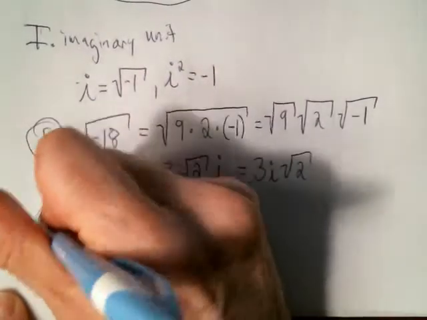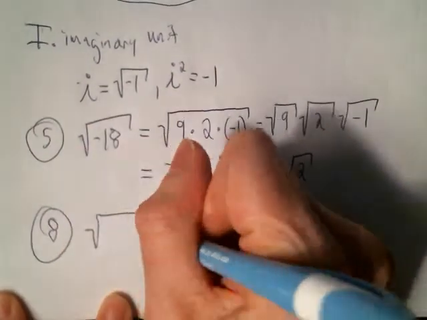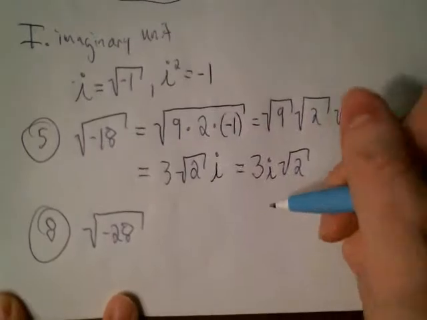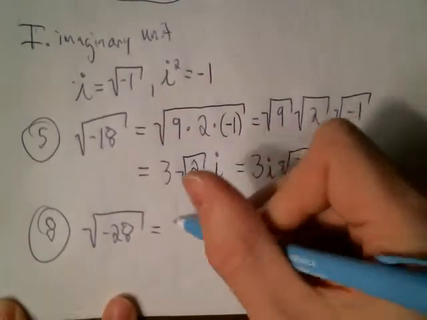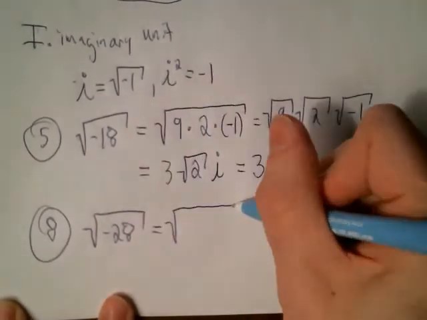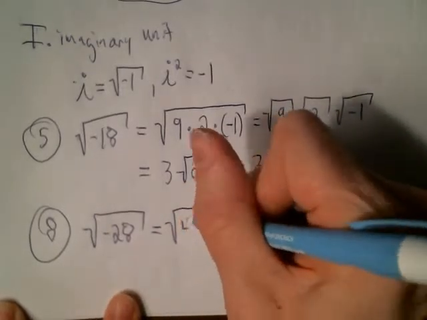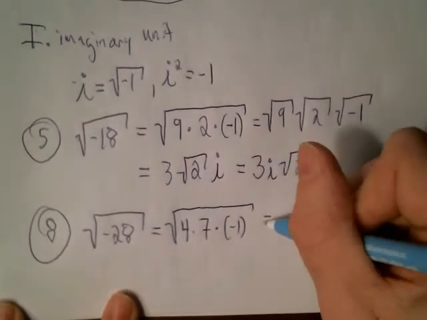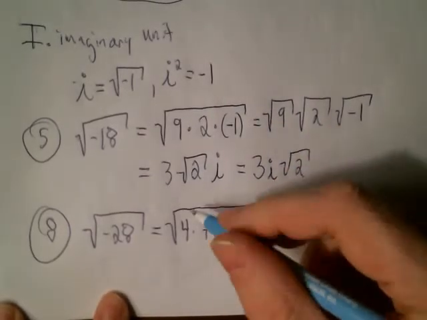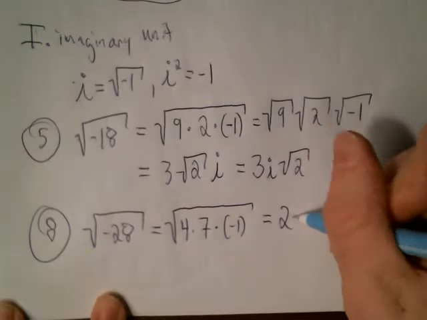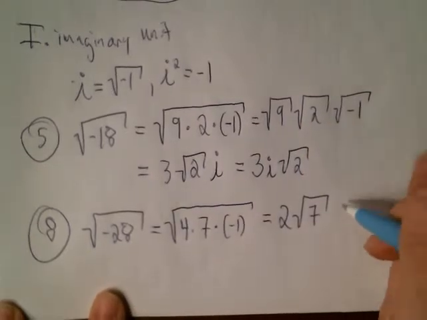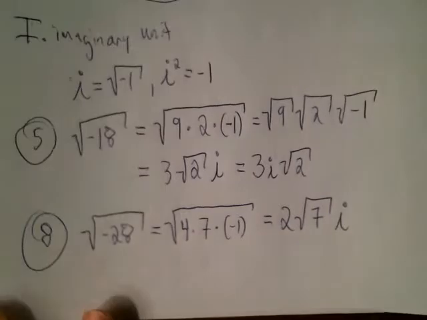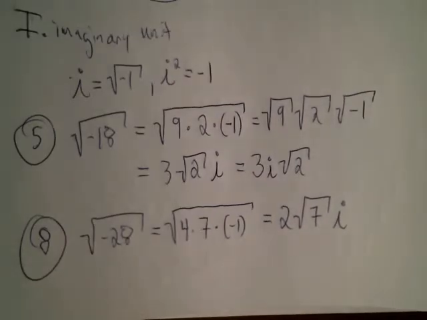Let's look at another. Here's number 8, the square root of -28. So again, I like to march the perfect squares out the front. So 28 is the same as 4 times 7. And then the imaginary out the back. So I'll have square root of 4, which is 2, and then the square root of 7, and then the square root of negative 1, which I'm just replacing with an i. Okay, let's keep moving.